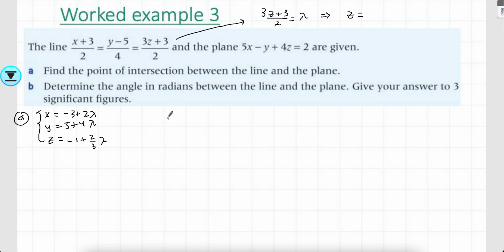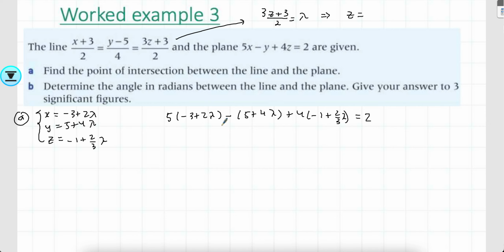Then we substitute into the plane here. So we replace each x, y, and z with these values. And the lambda should not cancel out, assuming that they will intersect. If it cancels out, then there's no point of intersection. We've discussed that before. 3 lambda, and it's equal to 2.